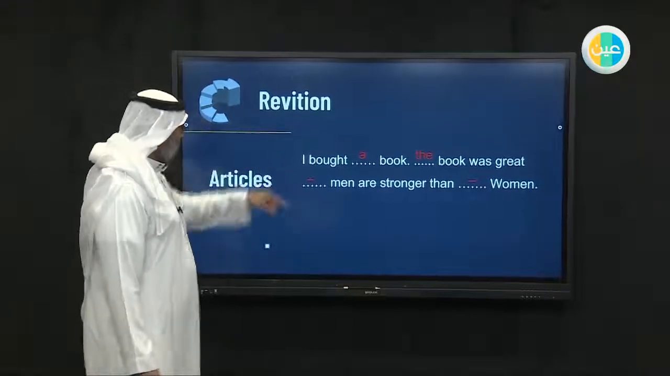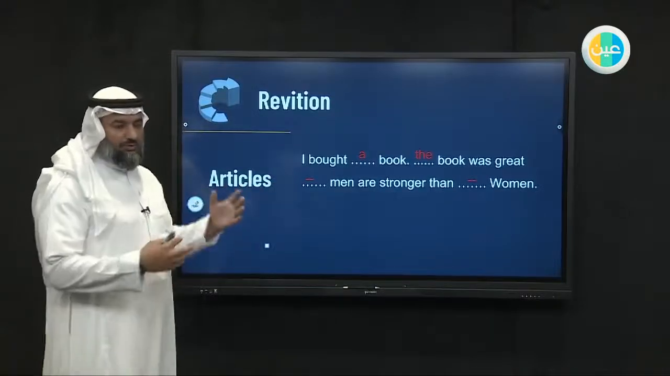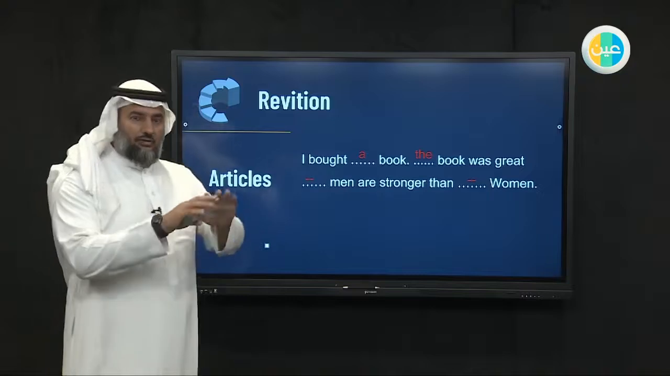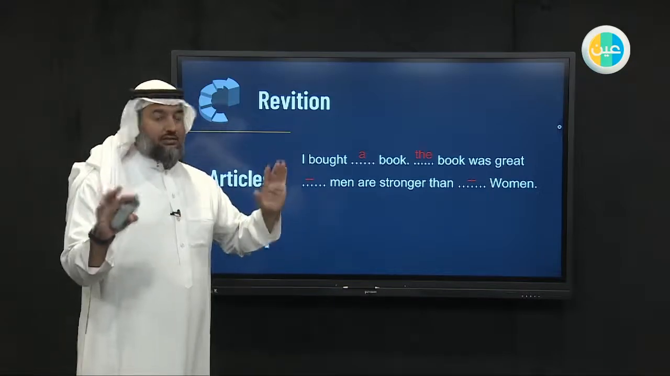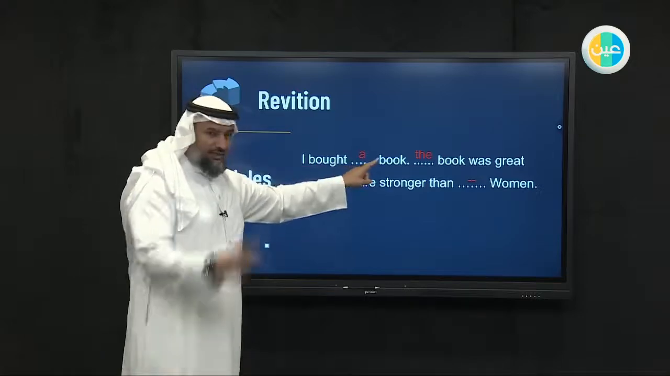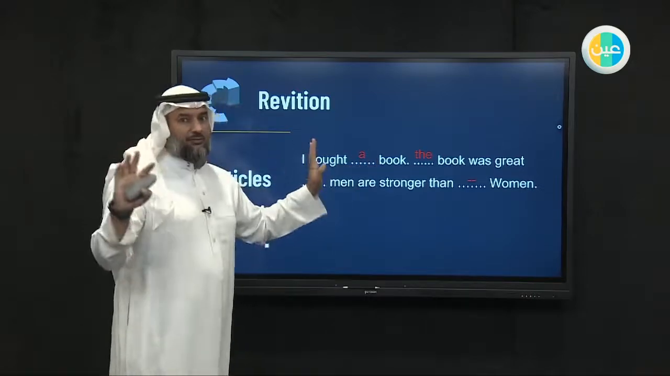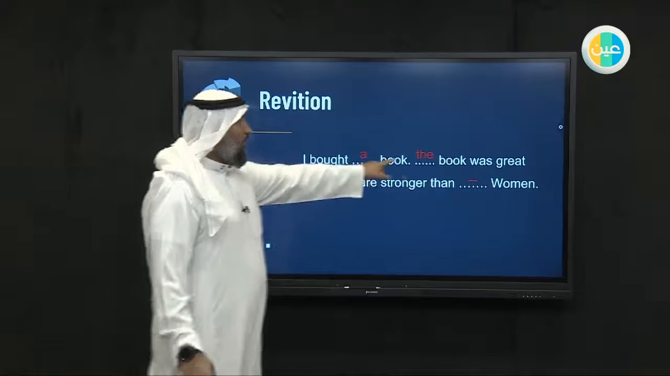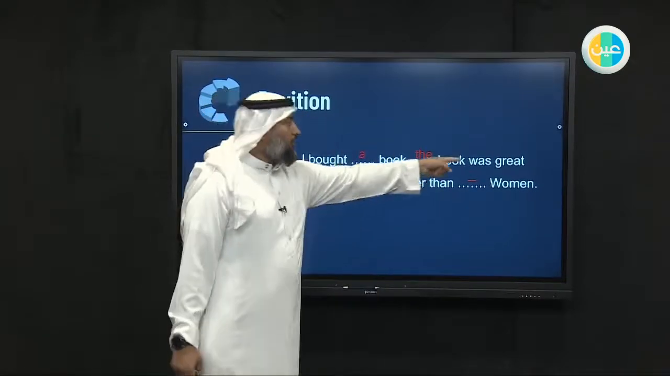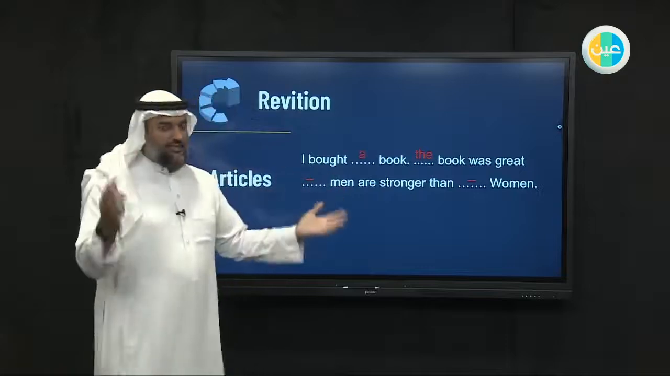Now revision. Article, do you remember what's the meaning of article? We use the a, an, the, and also sometimes we don't use any of the articles. So in this one, I bought a book, because I mentioned it for the first time. I never mentioned it before. I bought a book. The book, now because I've mentioned it before, I say the book. The book was great, was excellent.